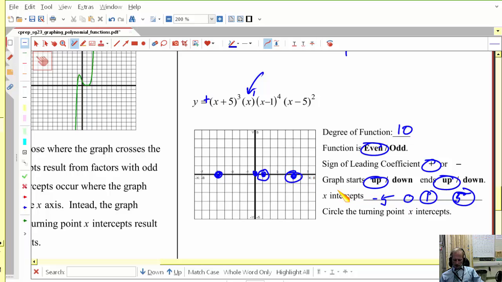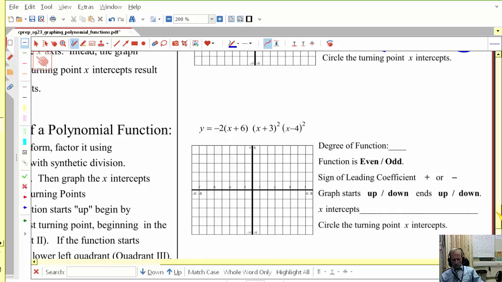And let's see, the graph starts up and it ends up. So if I start graphing it, I need to come down from the up position. I head to the first point. Oh, I go through it because it's not circled. I head to the next point. I go through it because it's not circled. I head to the next point. I turn around because it is circled. I head to the next point. I turn around because it is circled, and I end in the up position, which is what I'm supposed to do.